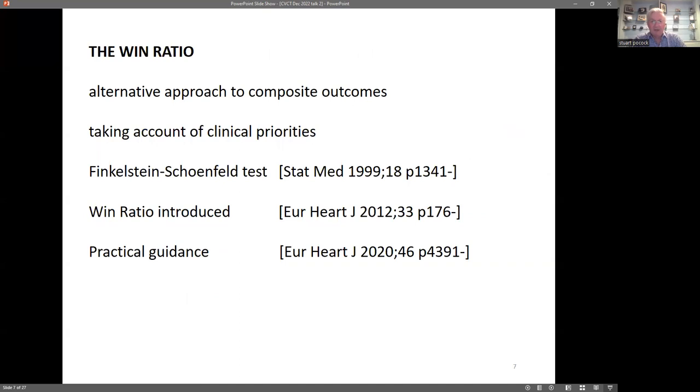So the win ratio was an alternative approach to composite outcomes, taking account of clinical priorities.